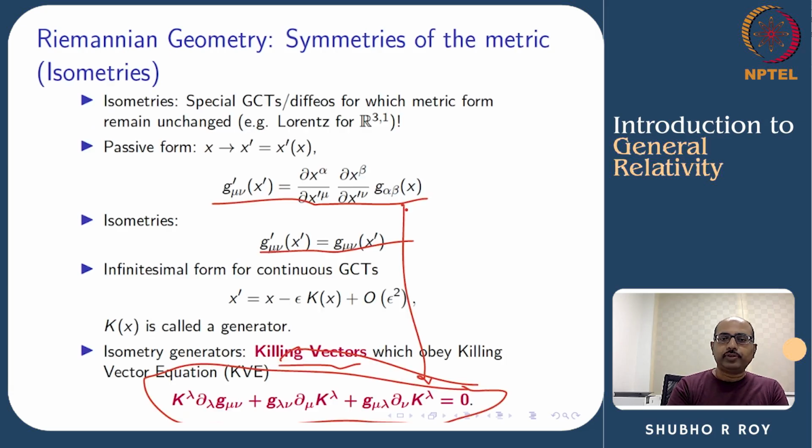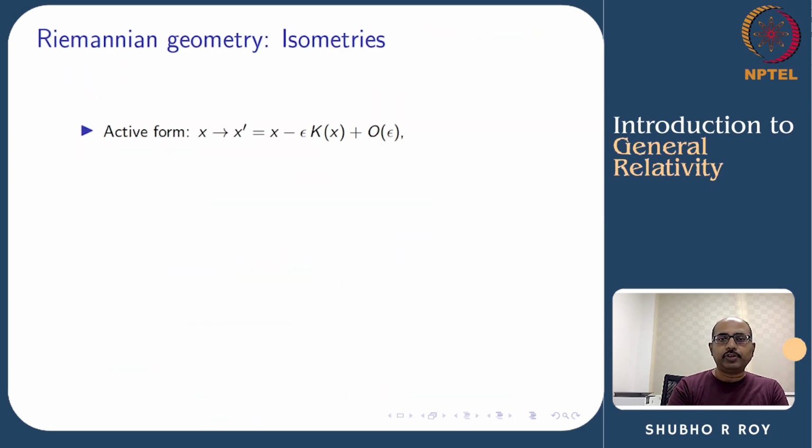So one can approach this concept of isometry from the active point of view as well, that is, using diffeomorphisms. In the active point of view, you start with the point which is coordinate x on the manifold, and you map it to a point x prime. So this is a diffeomorphism, which means the map is invertible and it is smooth in both directions. Both the map and the inverse map are smooth as well.